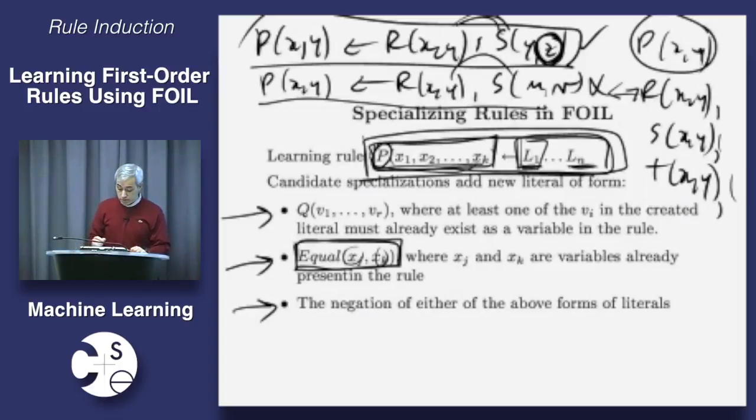It can also be very important to allow the negation of equality. Just as we want to allow the other predicates to be negated, often the most interesting rule is when these things are not the same, because when they're the same, it's sort of like a trivial special case. Okay? So I also want to allow not equals. Okay?